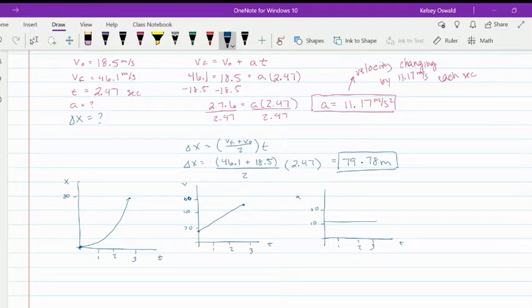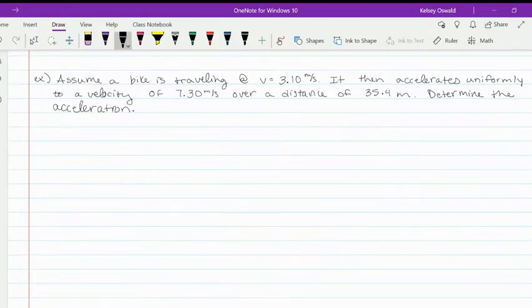So these kinematic equations allow us to make more quantitative, or more specific, position versus time graph, velocity versus time graph, and acceleration versus time graph. Well, we have a bike traveling at 3.10 meters per second. Then it accelerates uniformly to a velocity of 7.3 meters per second over a distance of 35.4 meters. We want to determine the acceleration.